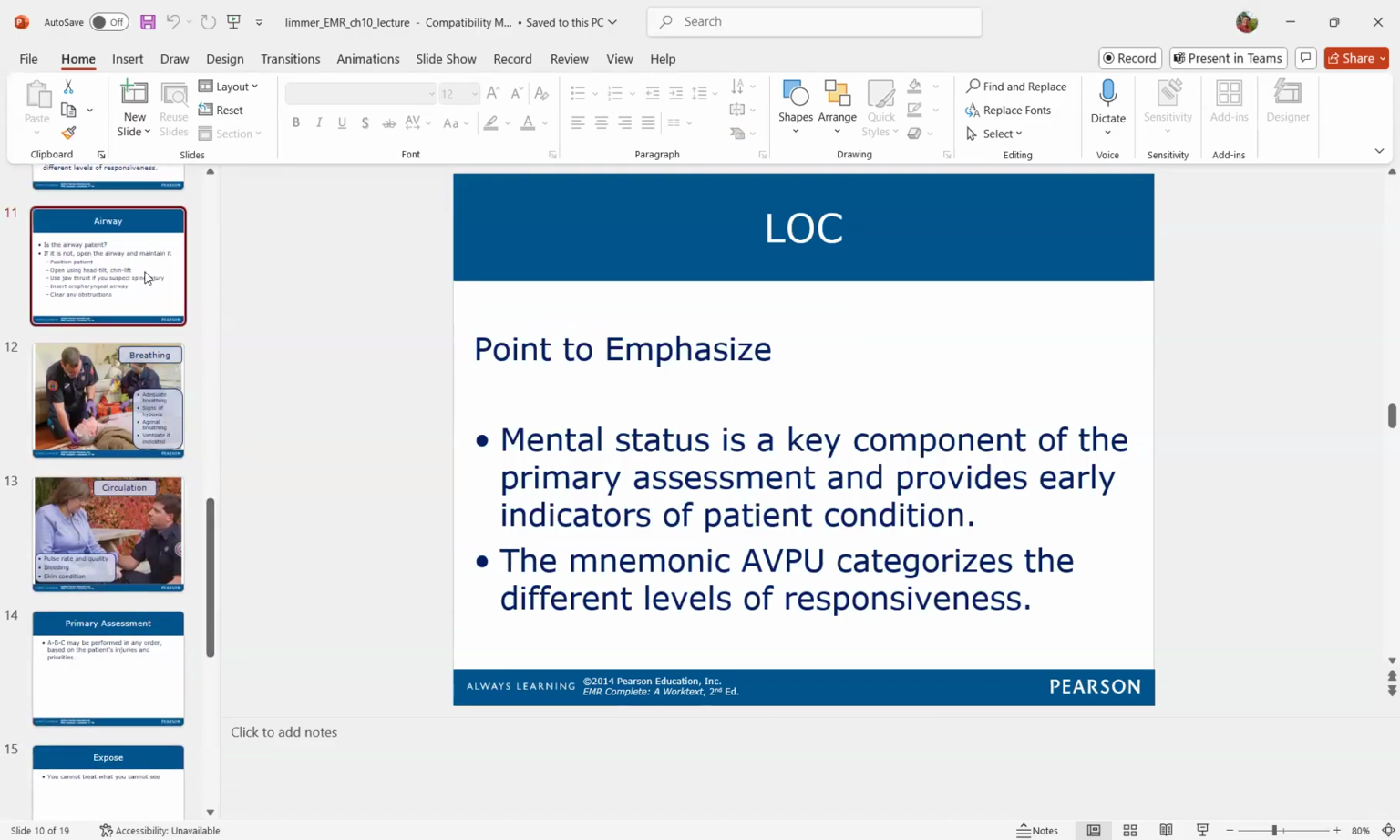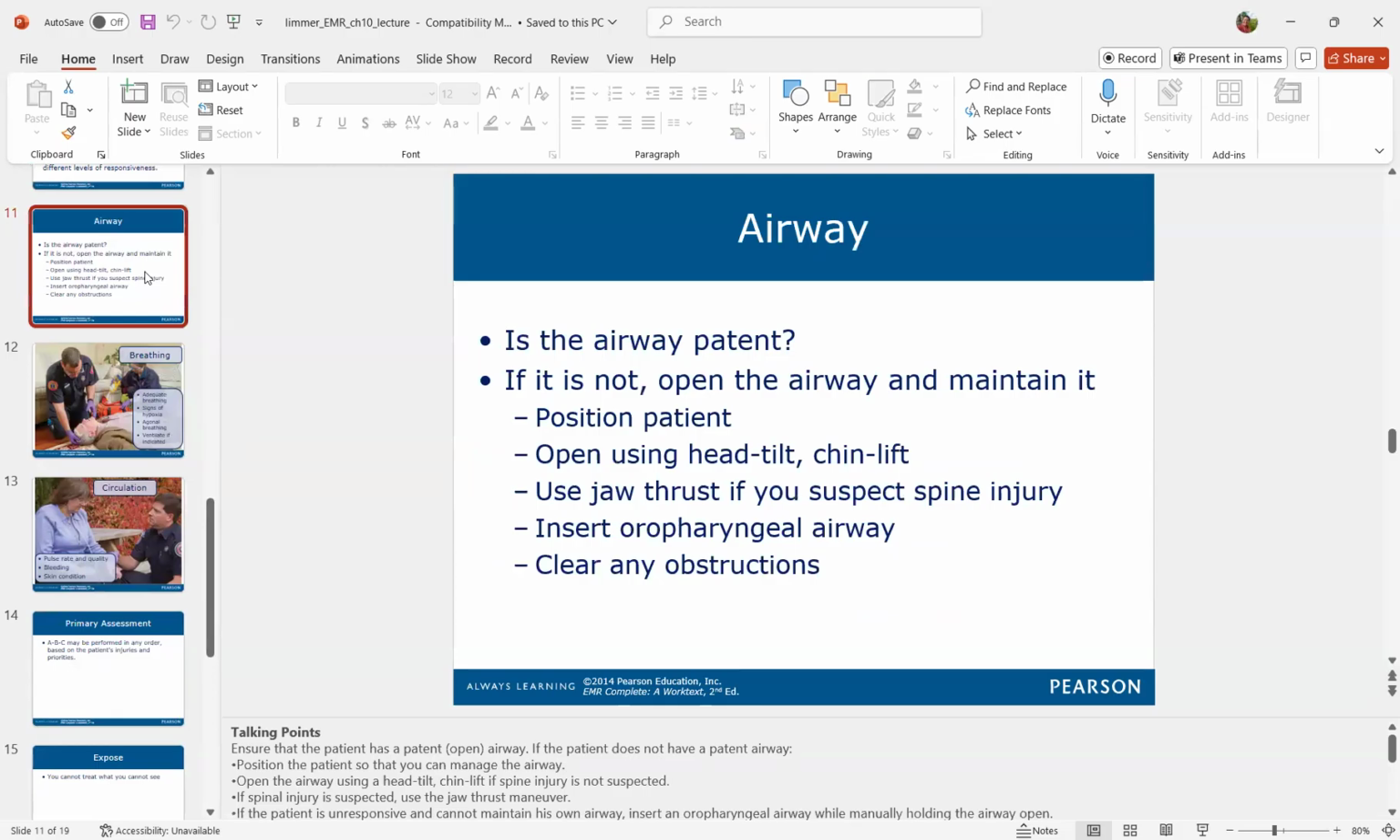So then we move into airway. Is the airway patent, which just means open? Is the airway open? Are they breathing? If it's not, we need to open the airway, and we open the airway by using the head tilt chin lift, or the jaw thrust if we suspect a spine injury. We can look to see if they need to be suctioned. We can insert an airway. So clearing any obstructions that you see out of there.